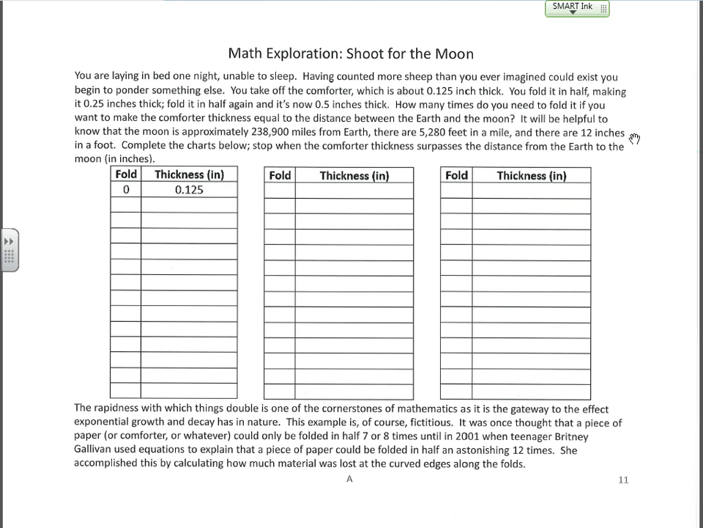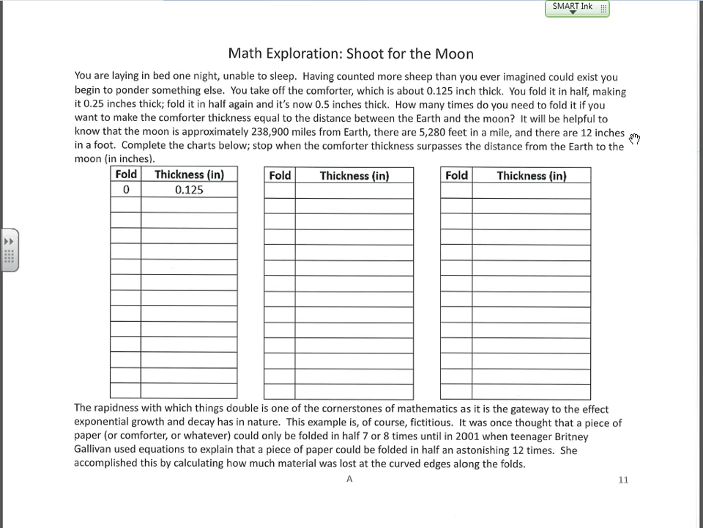You're lying in bed one night, unable to sleep, having counted more sheep than you ever imagined could exist. You begin to ponder something else. You take off your comforter, which is about 1/8 of an inch thick. That decimal correlates to 1/1/8. You fold it in half, making it 1/4 inch thick. Fold in half again, it's now 1/2 an inch thick.